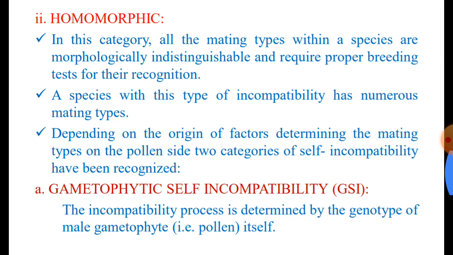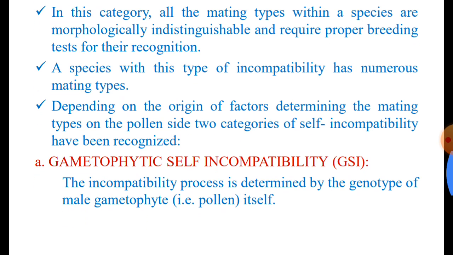Now, homomorphic incompatibility. In this category, all the mating types within a species are morphologically indistinguishable and require proper breeding tests for their recognition. A species with this type of incompatibility has numerous mating types.